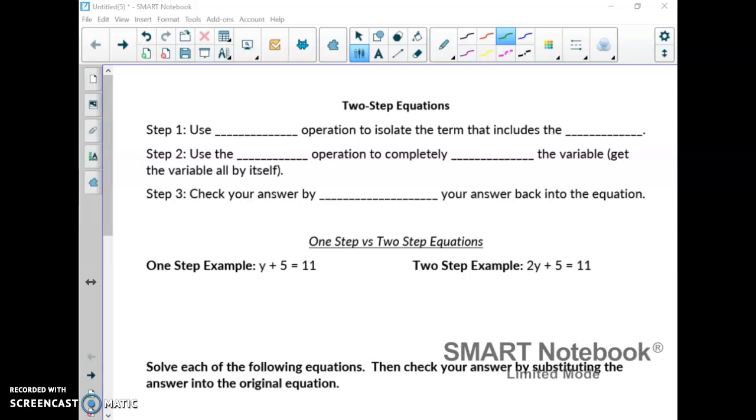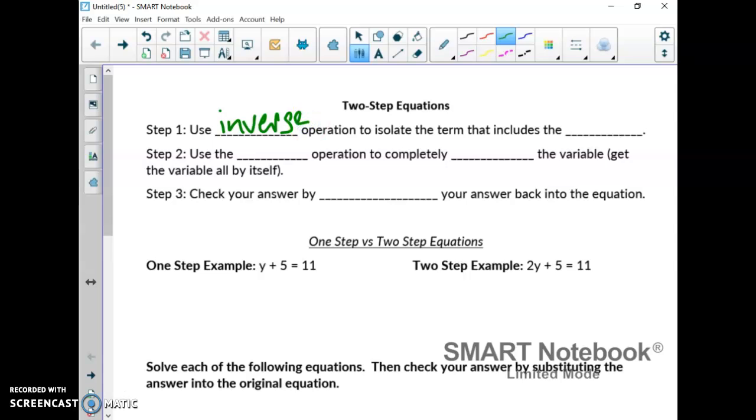So we're just going to keep moving forward with our equations notes. If you remember, up until this point, we have been learning about one-step equations. So now we're going to move on into our two-step equations notes. And to solve two-step equations, it's going to be the exact same process that we use for one-step equations. So the first thing that you're going to want to do is use the inverse operation.